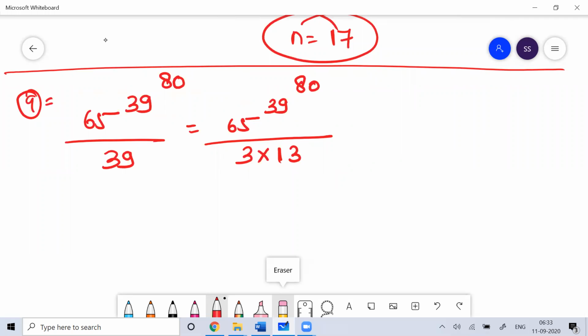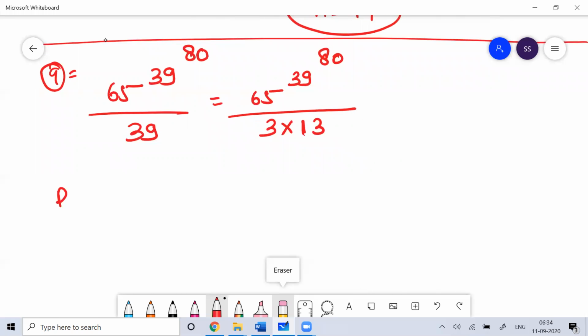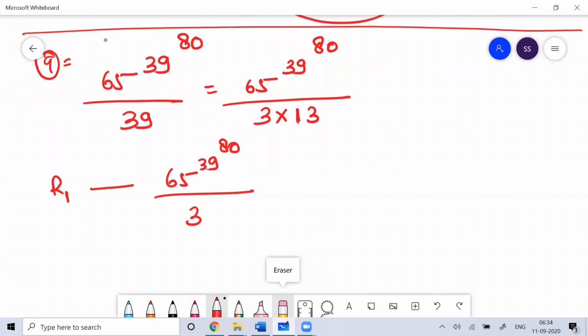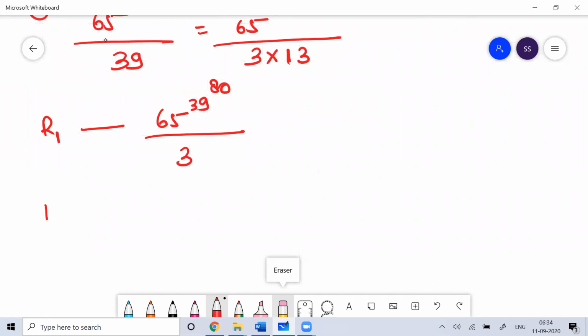So what I'll do, I'll find the remainder when 65 to the power 39 to the power 80 is divided by 3. That is the first part I'll do. Then I'll find the remainder when 65 to the power 39 to the power 80 is divided by 13. Then, based on these two remainders, I'll try to find the number.